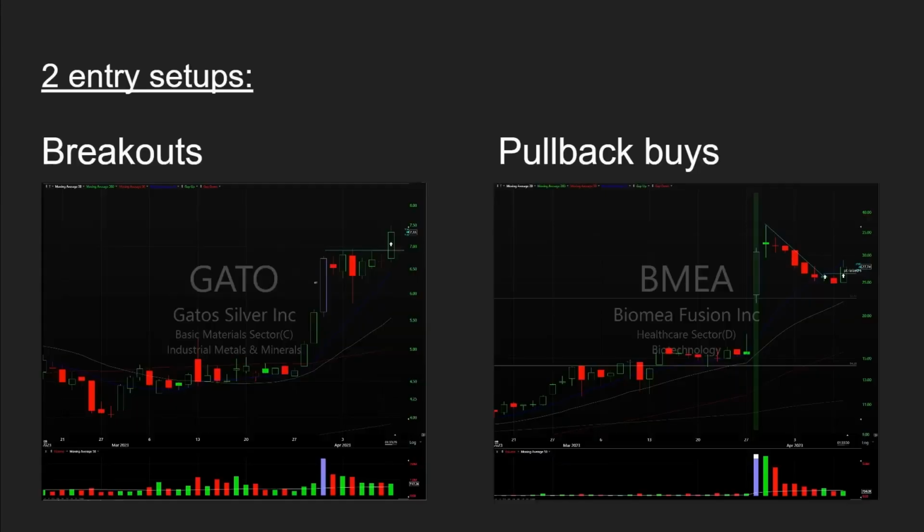Once you've identified a stock that's a good candidate for a breakout or a good candidate for a pullback buy, the next thing you want to do is plan your exact entry, which is how exactly will you enter the day of the breakout and at what level.